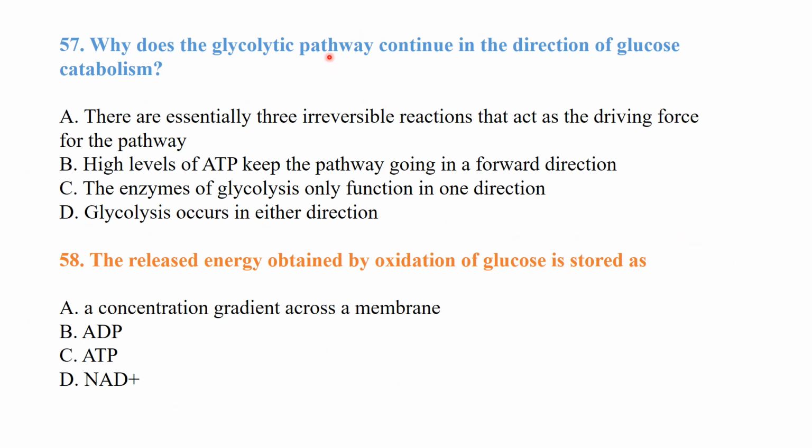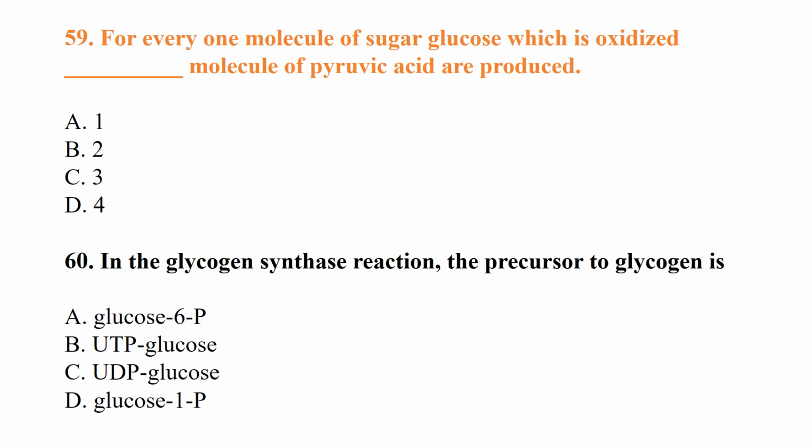Why does the glycolytic pathway continue in the direction of glucose catabolism? तो इसमें आता है, there are essentially 3 irreversible reactions that act as the driving force. The energy released by oxidation of glucose is stored as ATP. For every 1 molecule of glucose which is oxidized, how many molecules of pyruvic acid are produced? Glycolysis का end product है 2 molecules of pyruvic acid.